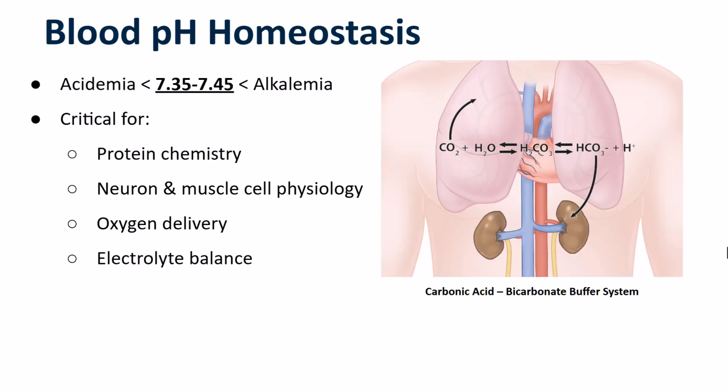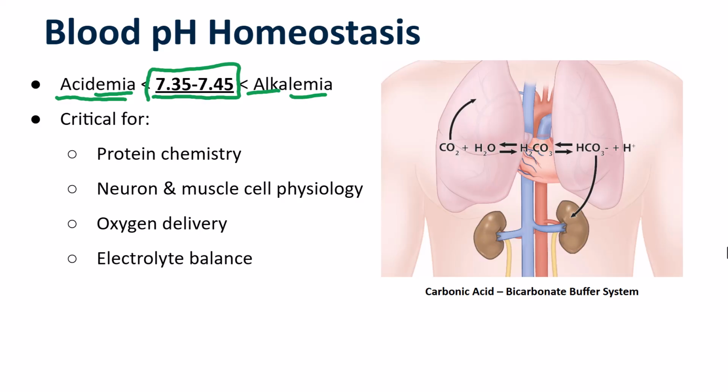Let's talk a little bit about pH homeostasis and drill down into this. So blood is maintained between 7.35 to 7.45 on the pH scale. This is considered physiologically neutral, albeit from a chemistry perspective, this is slightly alkaline because it is greater than 7. So anything below 7.35 is a condition known as acidemia, emia being the root for blood. And anything above 7.45 is alkalemia, so alkaline blood.